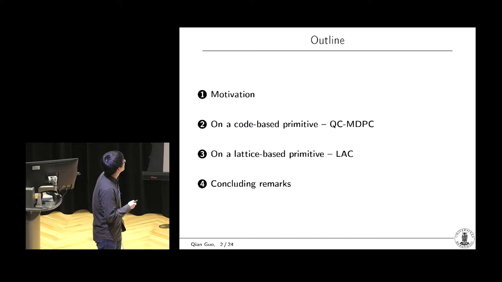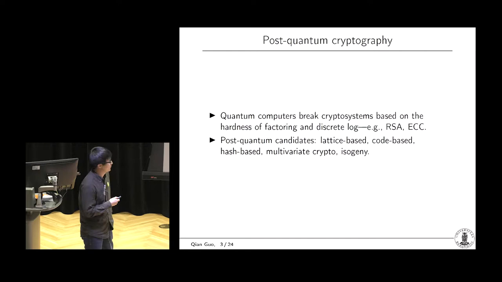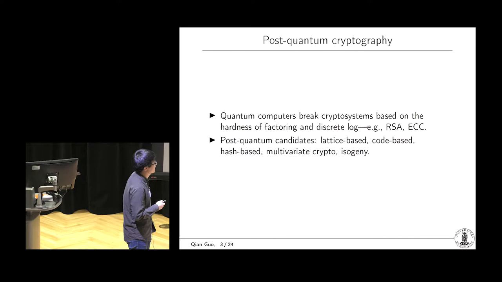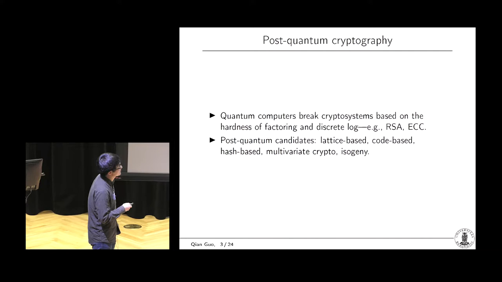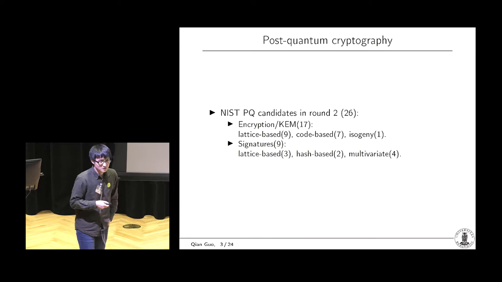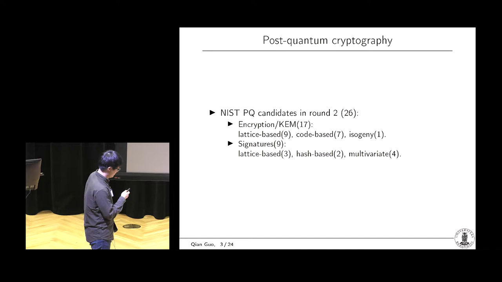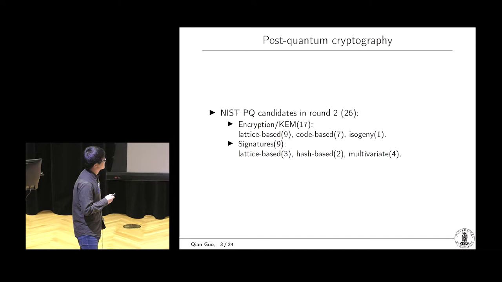Okay, so motivation. We all know that because of Shor's algorithm, quantum computers break crypto systems based on the hardness of factoring and the discrete log. Now we have post-quantum candidates, like lattice-based, code-based, hash-based, multivariate-based, and isogeny-based. One of the current focuses in the crypto community is the NIST post-quantum standardization effort. Now round two has started.